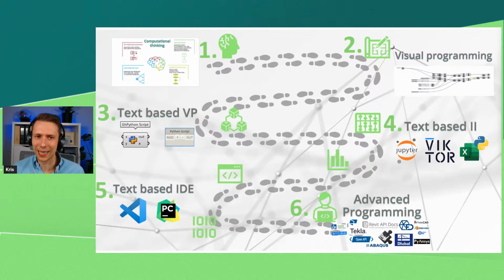We are not jumping into Visual Studio because sometimes a block of text can scare people, engineers, so we are still working in the Grasshopper environment. Next, number 4, we are jumping into Jupyter, Excel, and just using Python and C# in different environments. And finally, in step number 5, we are in Visual Studio or PyCharm. And next, we get into advanced programming using software APIs like Tekla, Revit, Abaqus, Global, and so on. So this is the whole path that we would like to take you along with us.